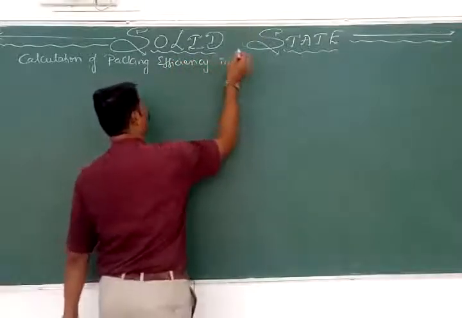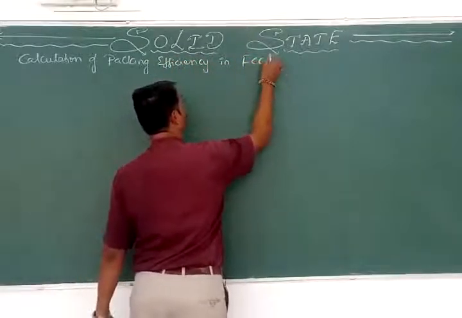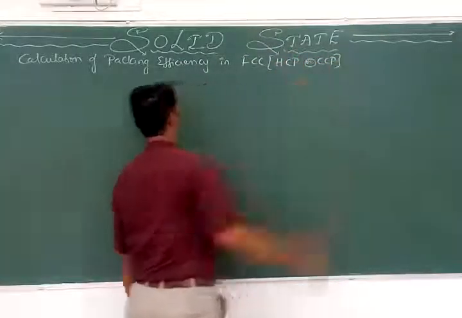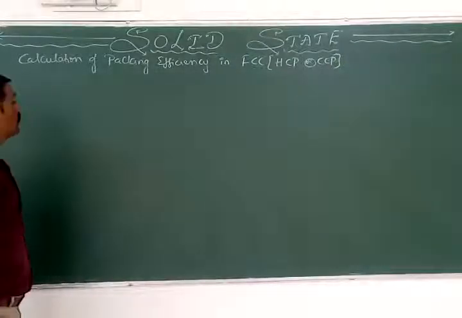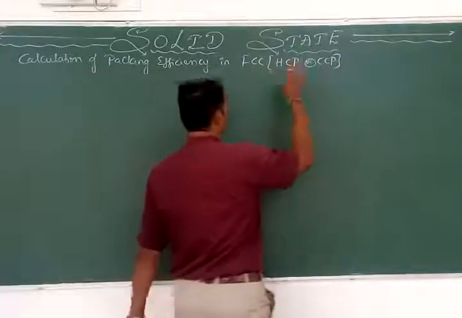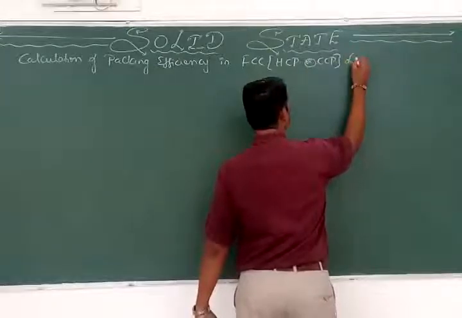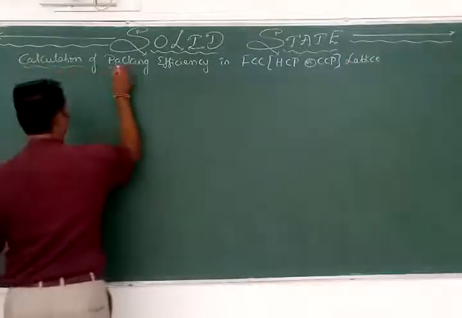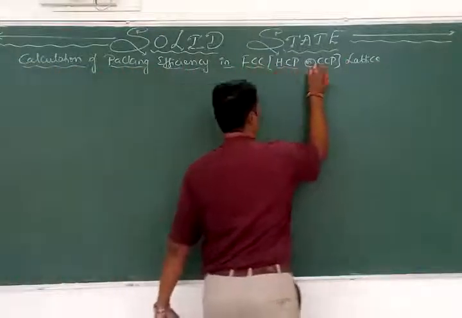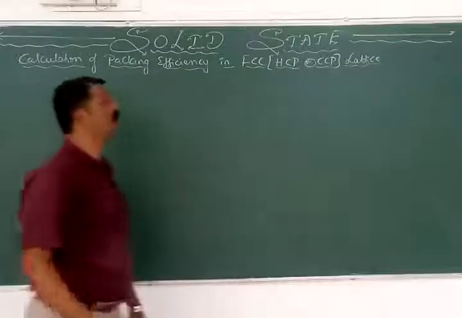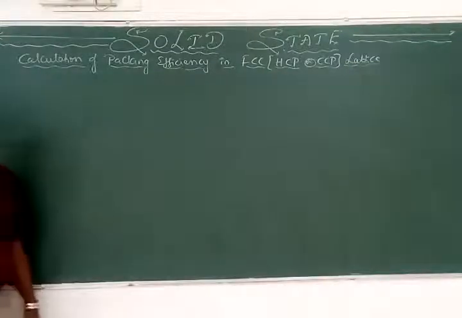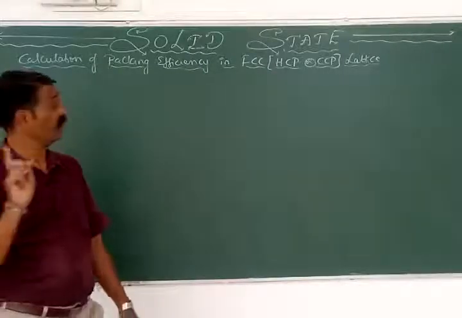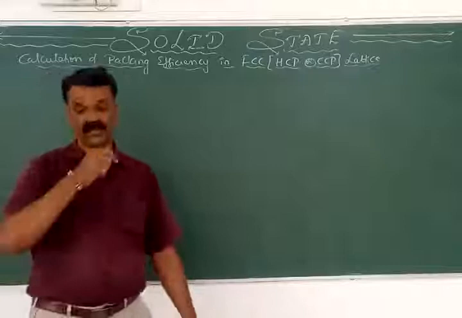Let us take FCC, sometimes it may be HCP, or sometimes CCP. Calculation of the packing efficiency in case of FCC, HCP, or CCP lattice. All will have the same coordination number of 12 with respect to the three-dimensional nature. Face centered cubic, also called hexagonal close packing, or cubic close packing, because in all the cases the number of particles is going to be 4. Let us have that first.